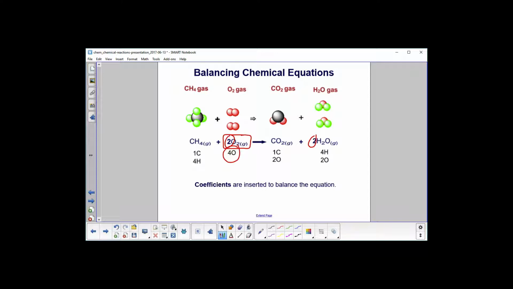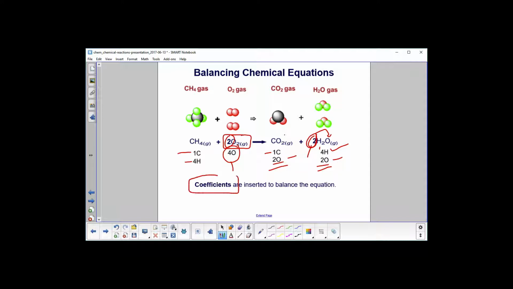Okay, that's pretty good, but I only have 3 on the right side. How can I make that equal 4? Well, that's where this 2 comes in. So now I have 2 oxygens, a total of 4 oxygens. I have 2 there and 2 there. So that's good. 4 oxygens on the left, 4 on the right. Let's see if that solved the problem for us. 1 carbon on the left, 1 carbon on the right. 4 hydrogens on the left, and let's see. How about that? 2 times 2, I have 4 hydrogens, so it all checks out.